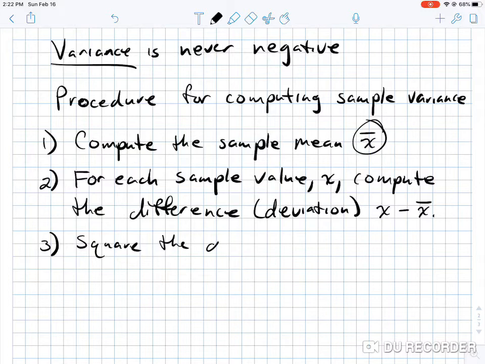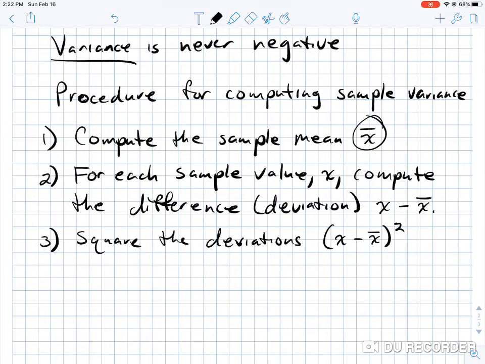Remember that. All right, now, third step is to square the deviations. Okay? You're going to square the deviations. So in other words, each deviation that you get, you're going to square them. Okay, as you noticed in the formula. So in that top part, you're going to take each deviation that you found in step 2 and square those.